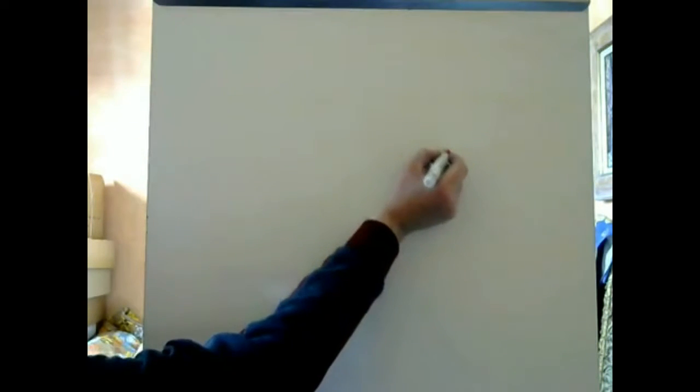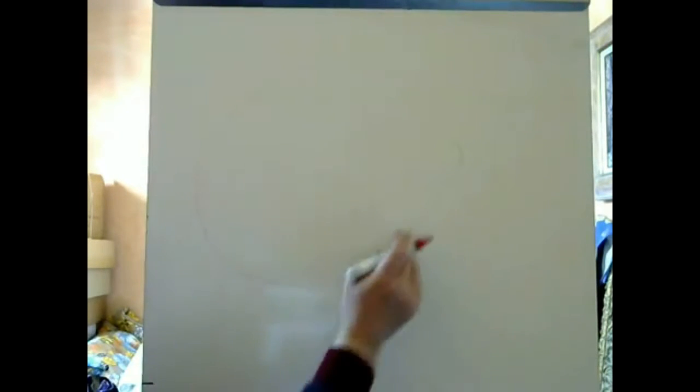Now let's see how we place pi over 6. Need a different marker, hang on.